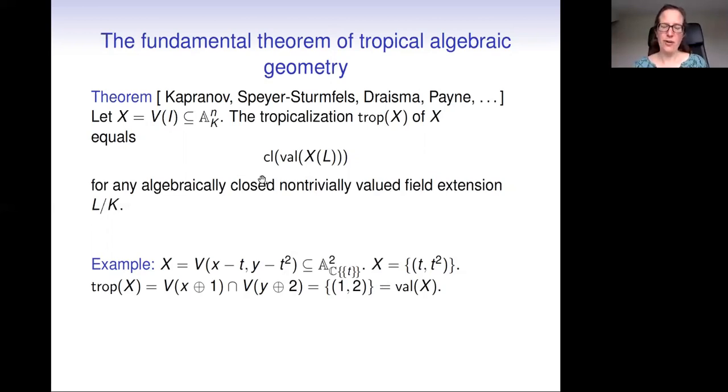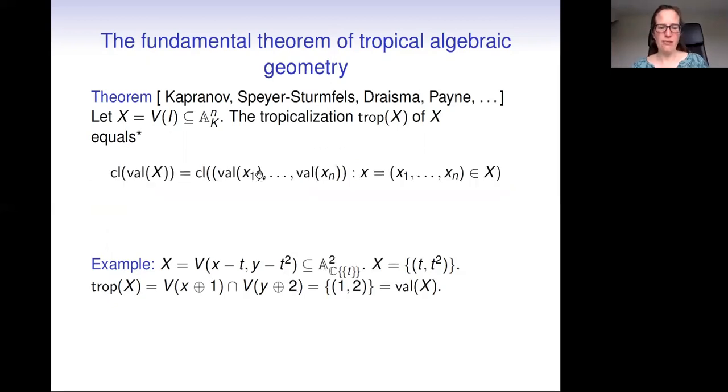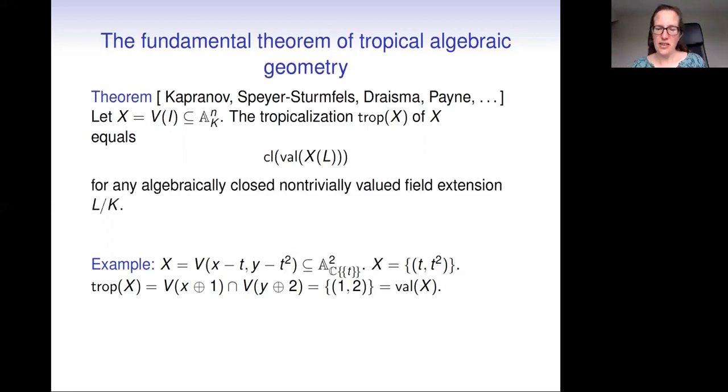Remember, before we started asking questions, I was saying I had an asterisk here because this is actually not quite true. What I should really say is it's the closure of the valuation of the L-valued points, where L is an arbitrary, algebraically closed, non-trivially valued field extension of K. So what does that mean? If you have a field that is either not algebraically closed or has the trivial valuation, you choose a field extension that respects the valuation on the original field, and you do the same definition as I gave before.